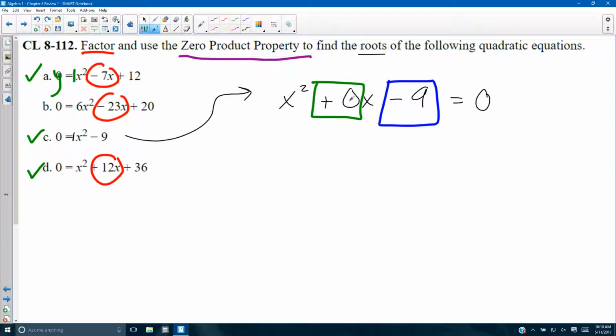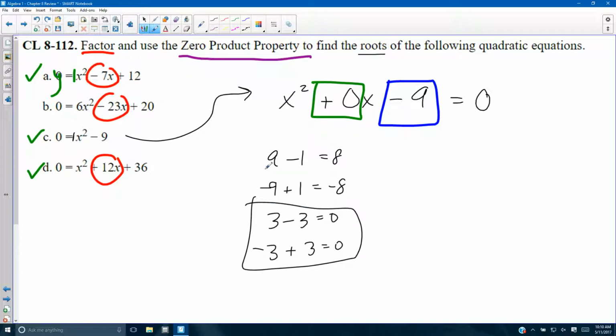Which sets add to 0? Well, remember, this 9 is negative. That means one of your numbers is positive, one of your numbers is negative. Like 9 and negative 1, or negative 9 and 1, or 3 and negative 3. Well, 9 minus 1 is 8. Negative 9 plus 1 is negative 8, and 3 minus 3 is 0. Just like negative 3 plus 3 is 0. So it doesn't matter which order you have the 3's, as long as one's positive, one's negative. Those are your 2 numbers that would show up in that diamond there, right here and here, negative 3 and positive 3. Those are the 2 numbers.